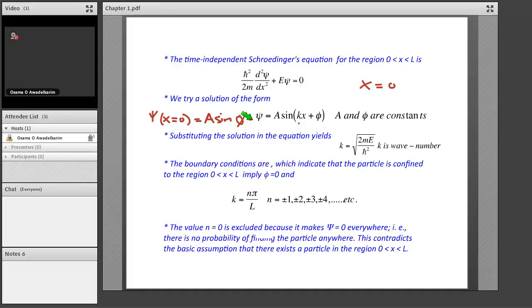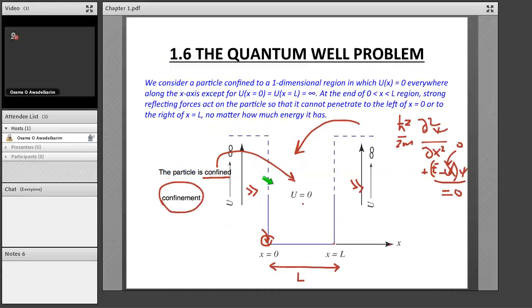If you set this equal to 0, what does this imply? Either A is equal to 0, but if A is equal to 0, the whole solution, psi equal to 0, is what we call the trivial solution. So I'm not going to take this. The other condition is sine phi equals 0, and in that case, phi equals 0. So applying the condition at this point implies that phi is equal to 0. Phi here is a constant. Remember, this is not phi of t, the function of t which comes in the wave function. This is a constant that I chose to call phi.